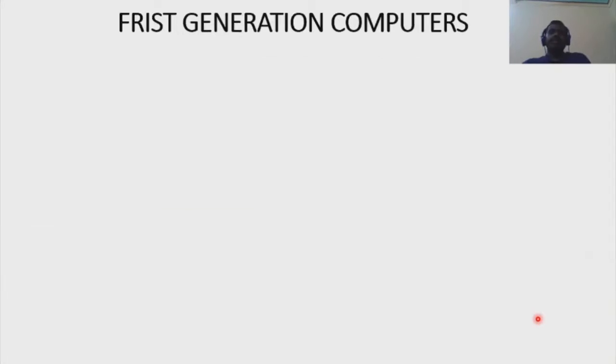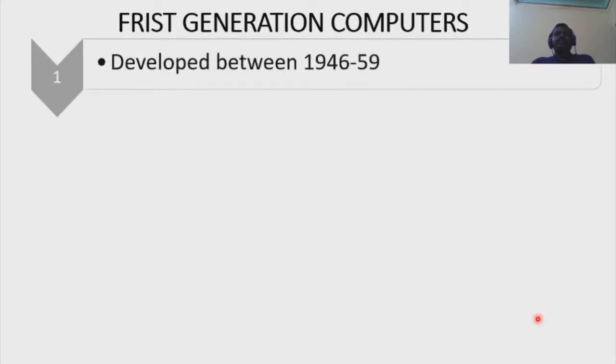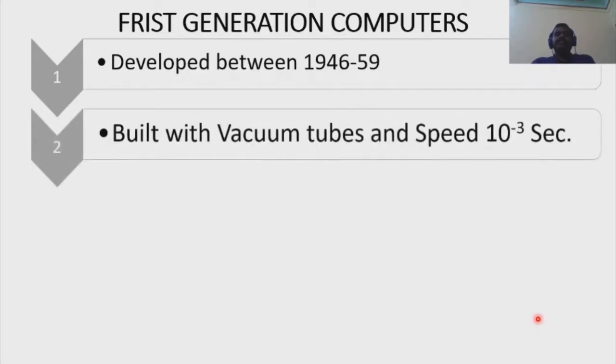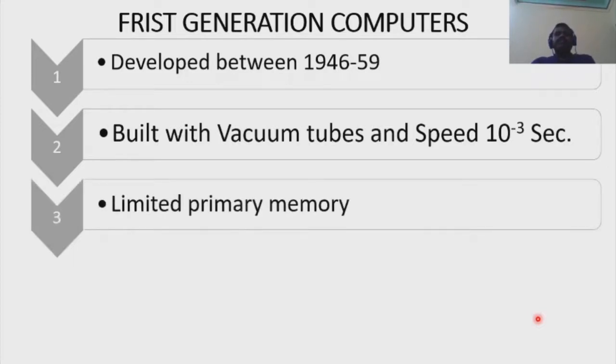The first generation of computers was developed between 1946 and 1959. They were built with vacuum tubes, at a speed of 10 to the power of minus 3 seconds. These machines were capable of processing in 10 to the power of minus 3 seconds. They also had very limited primary memory, which was one of the restrictions of the first generation computer.